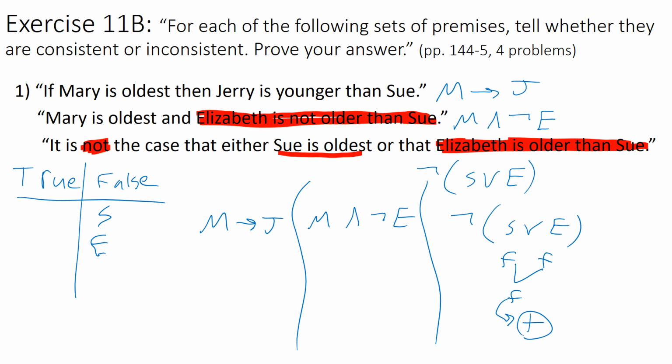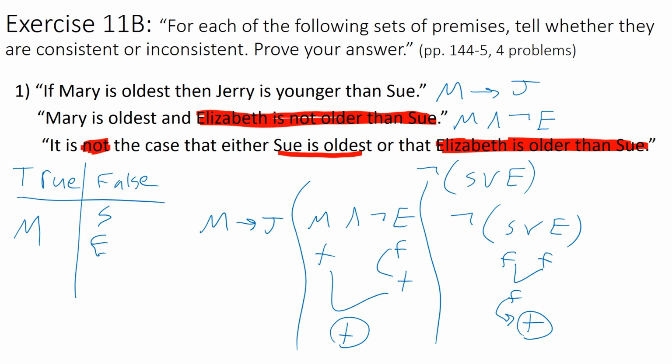E shows up in the second premise. We've already said E is false. And if it's negated, that's turned into something that's true. And it's a conjunction, so M has to be assigned the value of being true. So true and true is true. So we have a true premise.